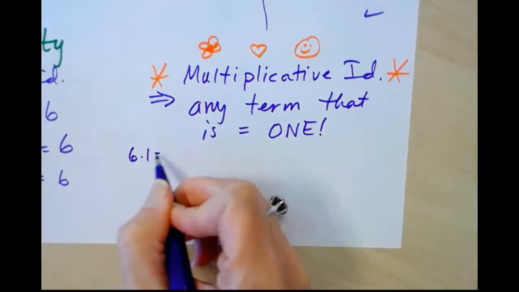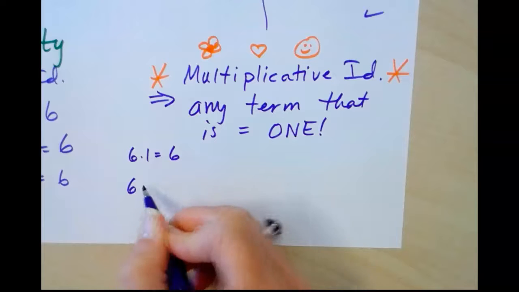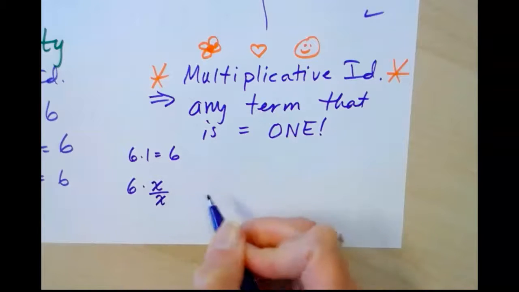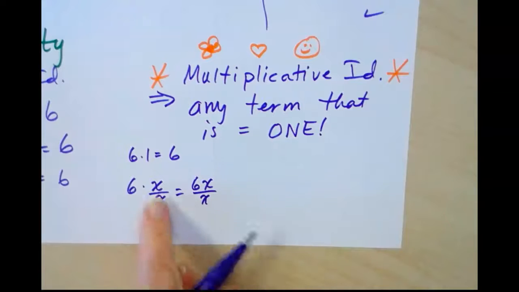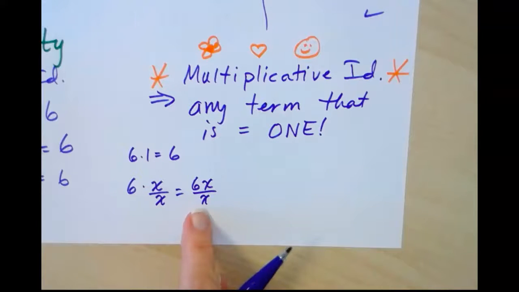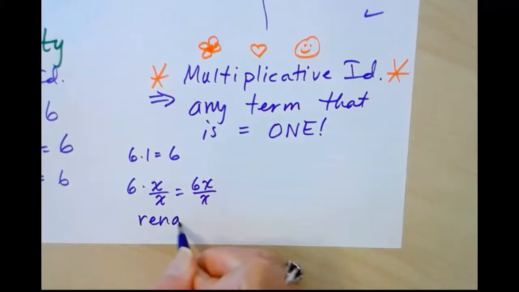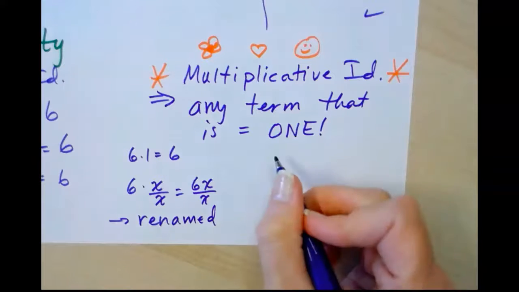Obviously 6 times 1 is 6. But what about 6 times x over x? That's 6x over x. Guess what? X over x is equal to 1. 6 times 1 is still equal to 6. But we have renamed this fraction. And we will be renaming fractions quite a bit in advanced algebra. We do it when we're simplifying, we do it when we're finding a common denominator.